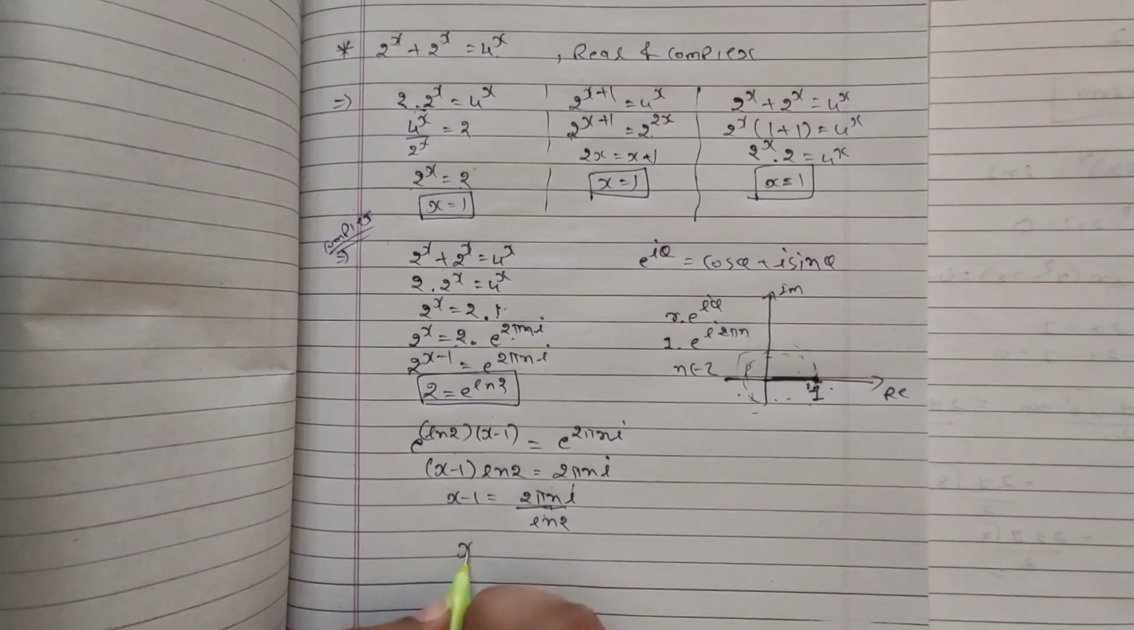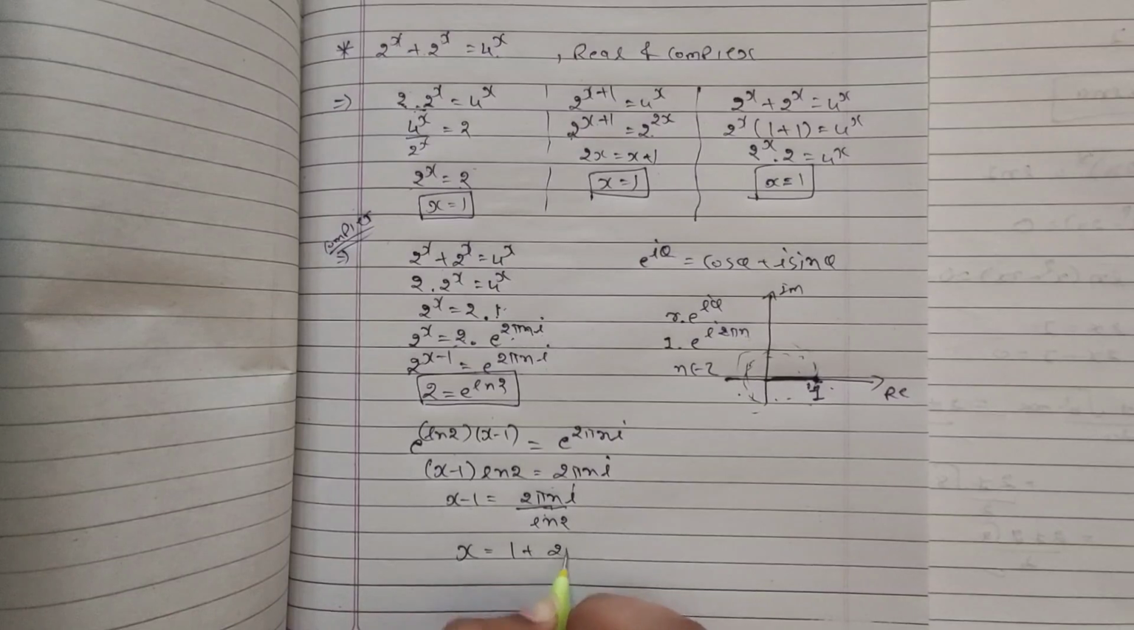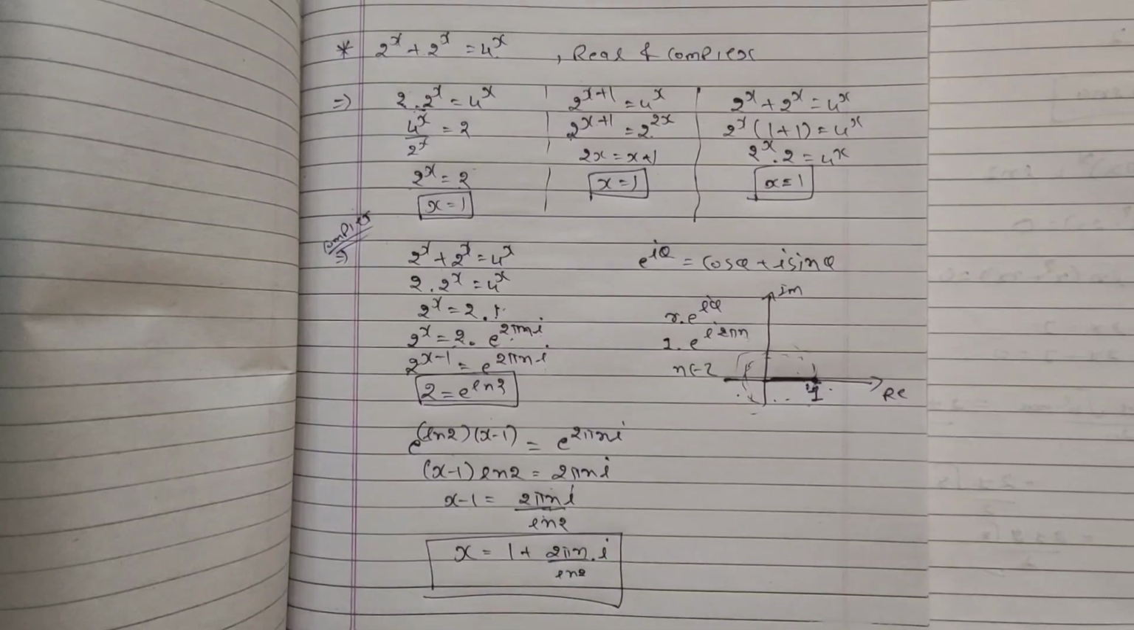So now x minus 1 equals 2 pi n iota divided by ln 2. So what will be the value of x? 1 plus 2 pi n divided by ln 2 into iota, right? So this is our complex answer, right? 1 plus 2 pi n divided by ln 2 into iota. This is the real part and this is the imaginary part.